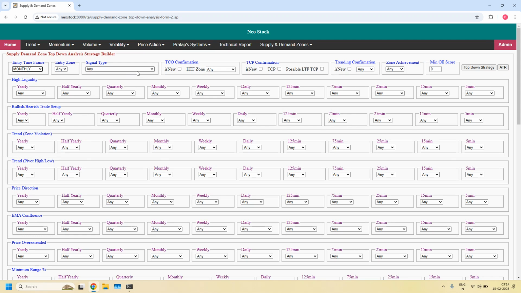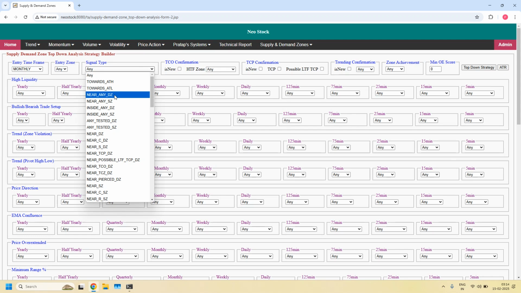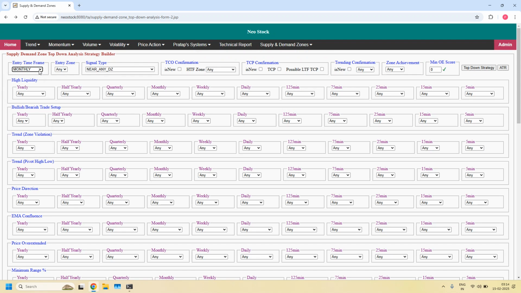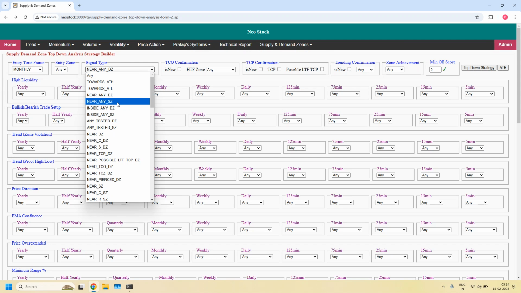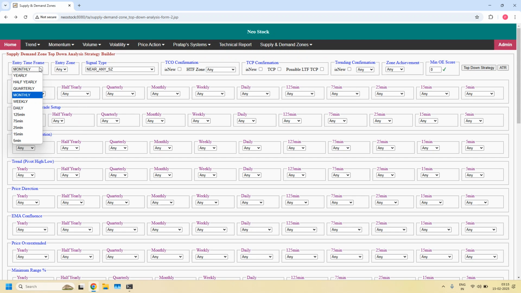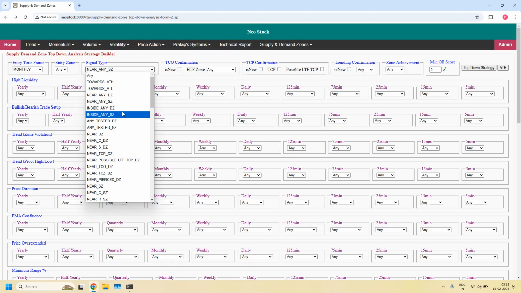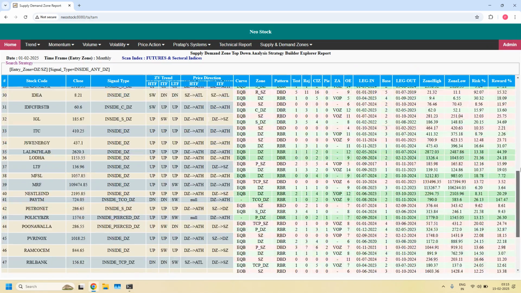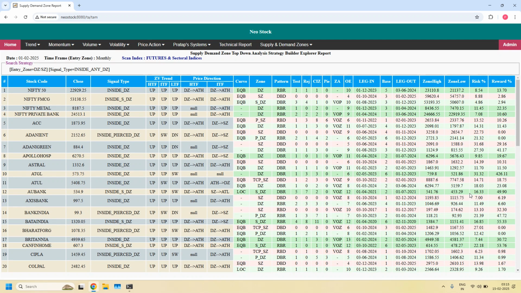monthly. So first, stocks near monthly demand zone. We got 13 stocks. Next, monthly time frame. Stocks near monthly supply zone. We got 1 stock. Next, monthly time frame. Price closed inside the monthly demand zone. We got 57 stocks. It's a big list.